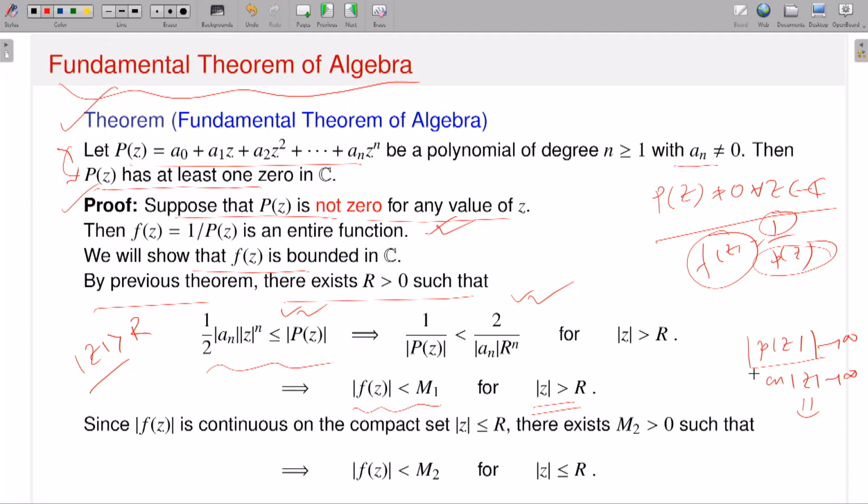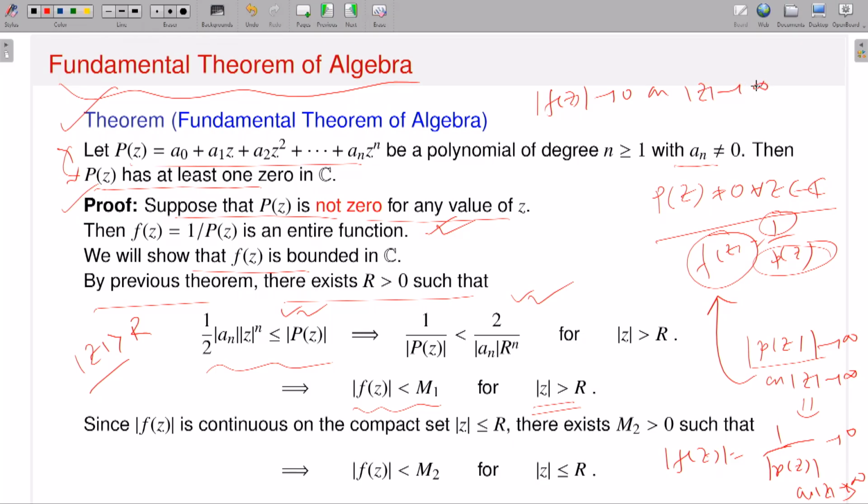Now, what conclusion will it give on the function f? What is modulus of f(z)? This is the same as 1 by modulus of p(z), right? Now, if p(z) approaches infinity as mod z approaches infinity, that means what? This goes to 0 as mod z approaches infinity. If modulus of p(z) approaches infinity, then 1 by modulus of p(z) approaches 0. So therefore, modulus of f(z) goes to 0 as mod z approaches infinity.